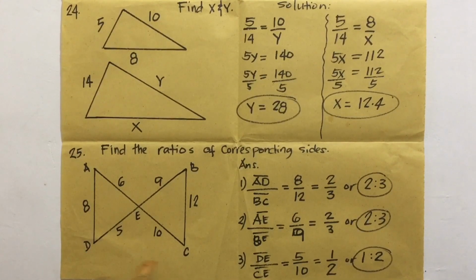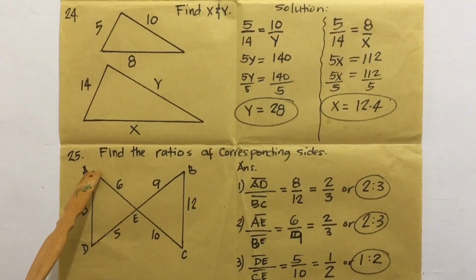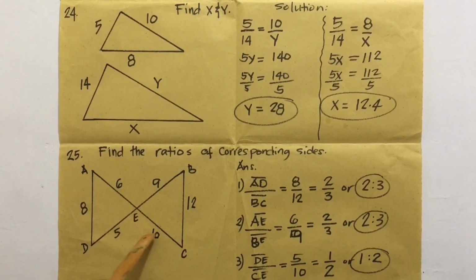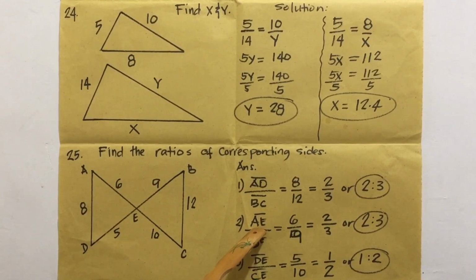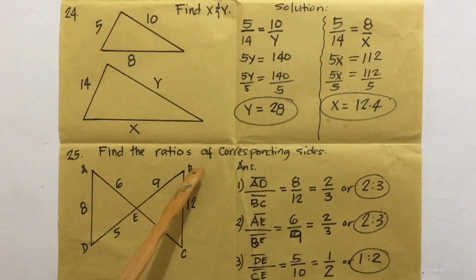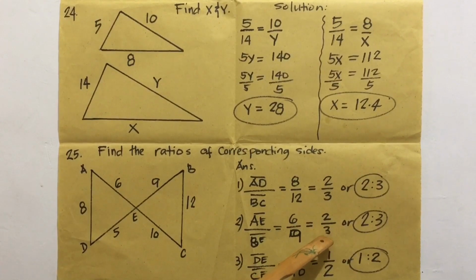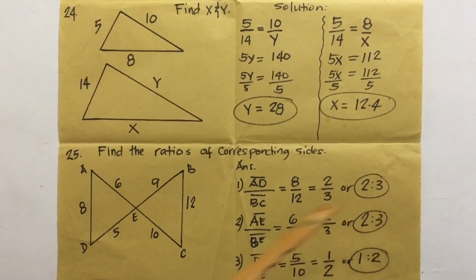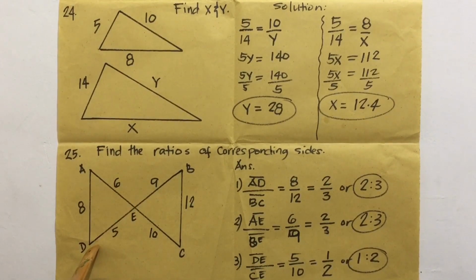Next, another way, number 2, we have also here segment AE and segment BE. So there's a fraction, then substitute: the value for segment AE is 6, and for segment BE is 9, and reduce to lowest term, dividing both numerator and denominator by 3. 6 divided by 3 equals 2, 9 divided by 3 equals 3. So 2/3 or 2 is to 3. It's the ratio.